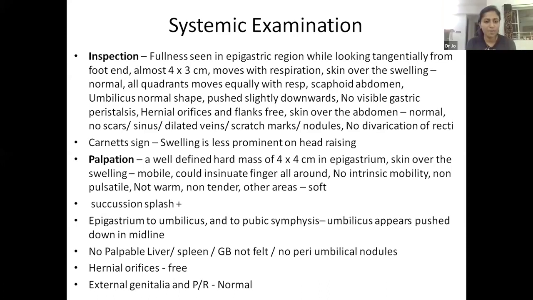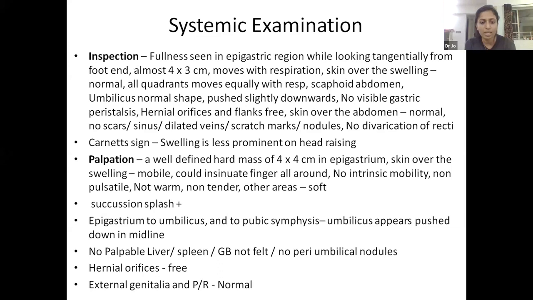Umbilicus was normal in shape and pushed slightly downwards. There was no visible gastric peristalsis. Hernial orifices and flanks appeared free. Skin over the abdomen was normal. There were no scars, no sinus, no dilated veins, no scratch marks or nodules, no divarication of recti.